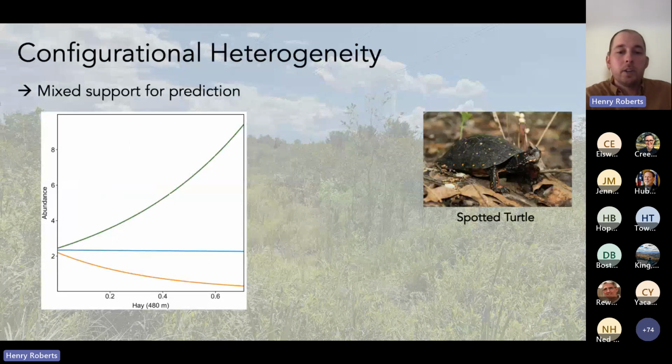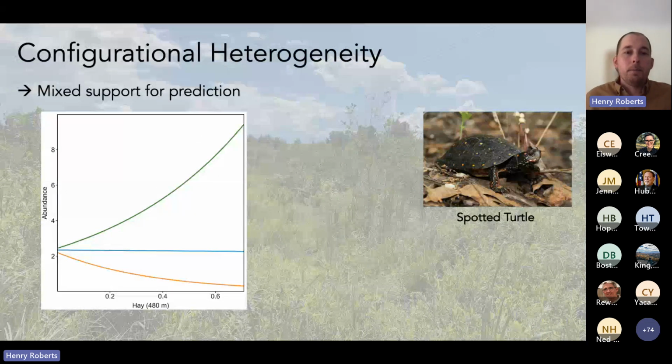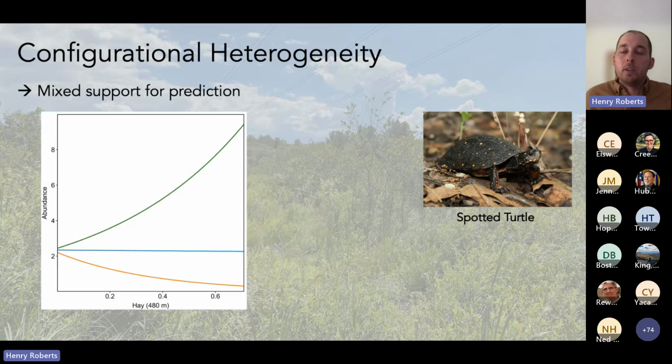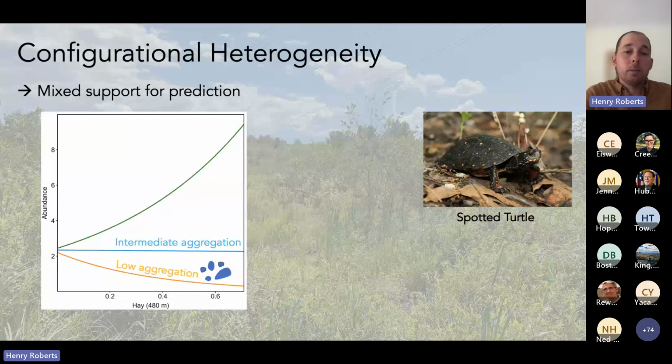So moving on to our configurational heterogeneity results, we saw fairly mixed support with respect to our prediction. On the one hand, we saw support for the spotted turtle. At low aggregation, so wetlands dispersed across the landscape, we saw a strong negative relationship with hay pasture cover. But as wetlands became more aggregated, this relationship seemed to dissipate.